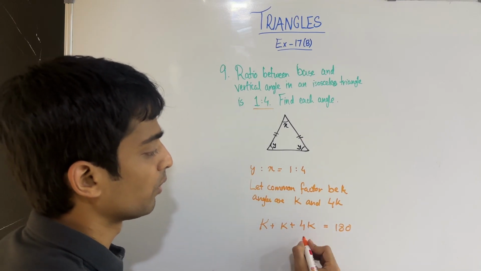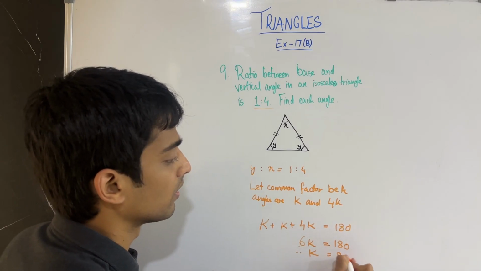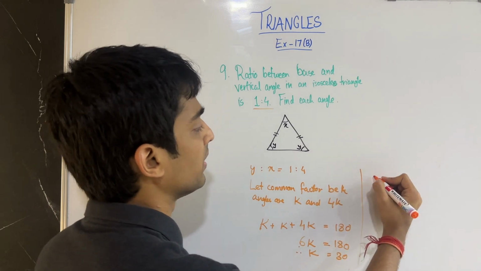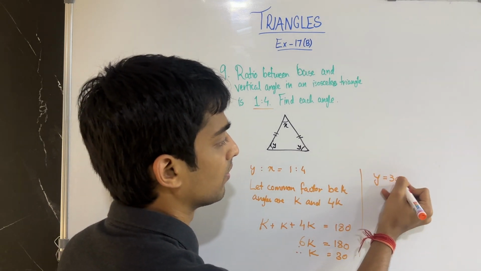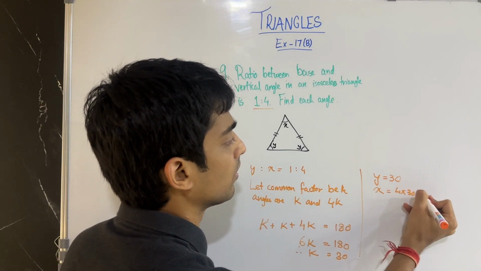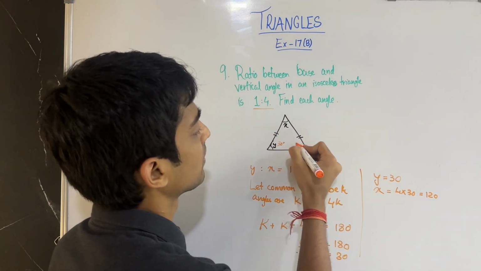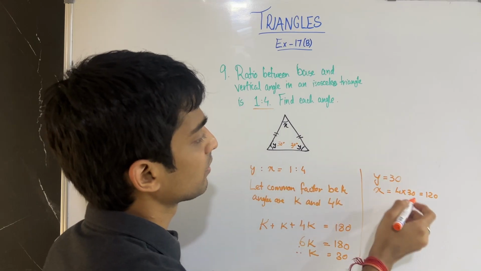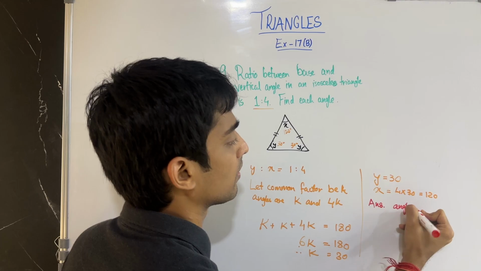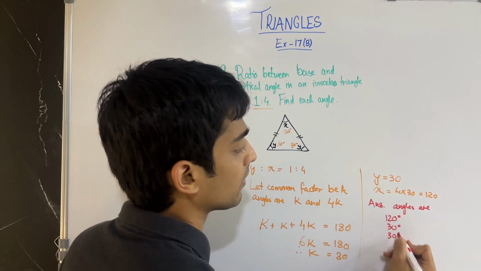Let's add them up. We get 6k equal to 180. Therefore k is equal to 30. So now the angles would be y is 30 and x is 4k, so 4 into 30, which is 120. Basically, these are 30 degrees each, and this angle is 120 degrees. So the answer is, the angles are 120 degrees, 30 degrees and 30 degrees.